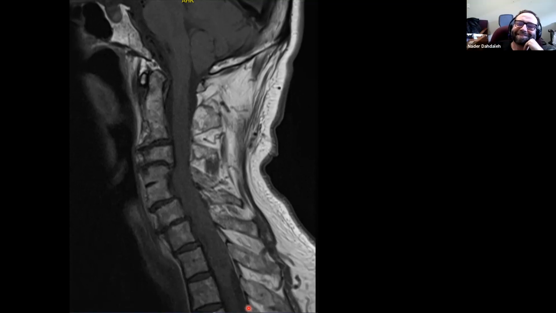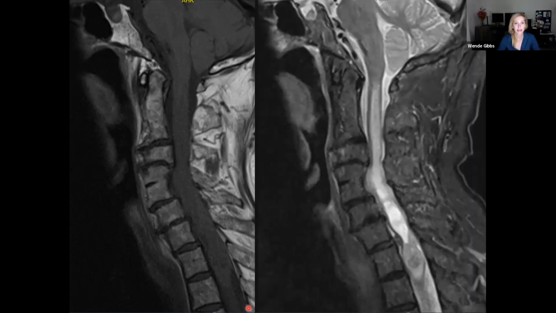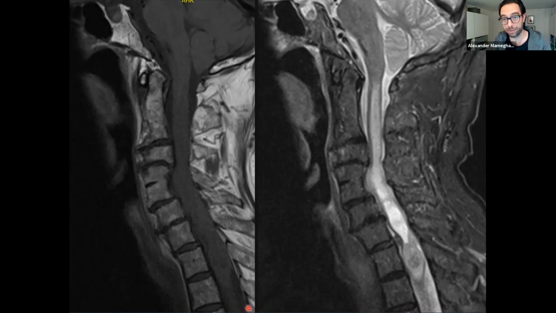What would you like? Would you like to always have a STIR, a short tau inversion recovery sequence? Yeah, the STIR would be the most helpful, yes. But even T2 would be okay. Yeah. If you ask for it. Now it's getting a little bit more complicated, and I need a lot of help.